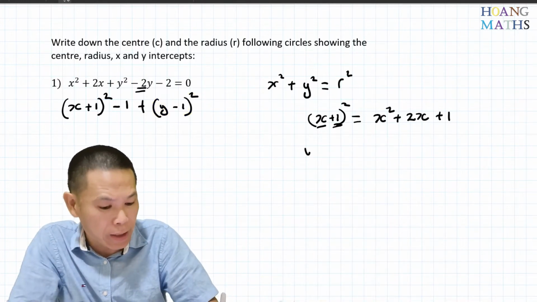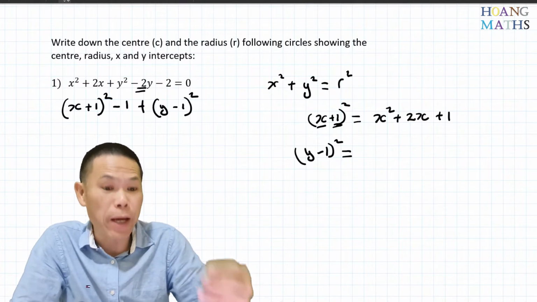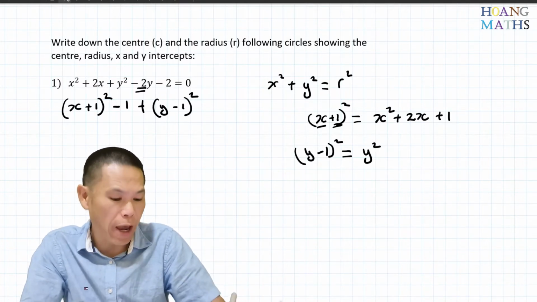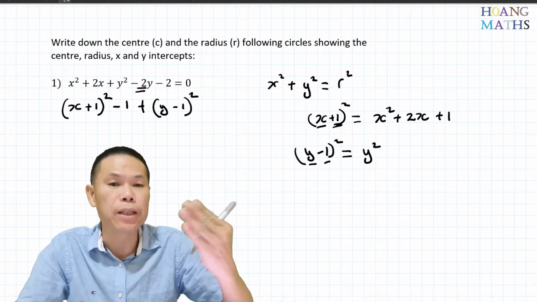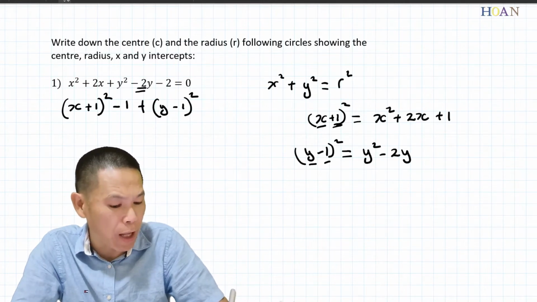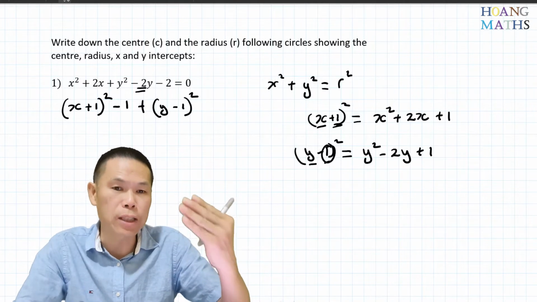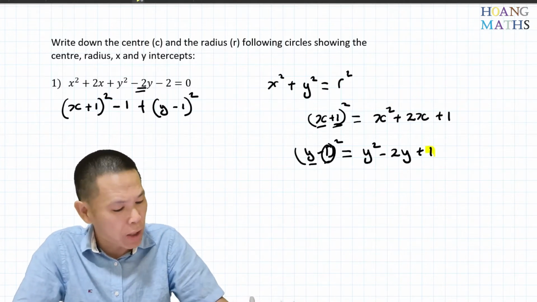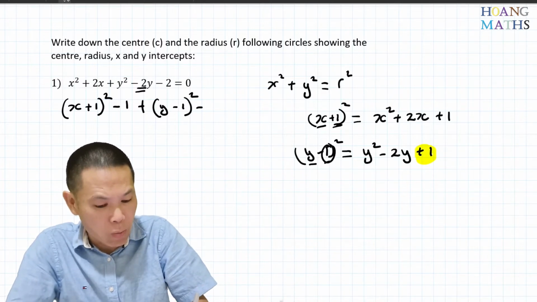Let's say we take (y minus 1) squared and expand this out. So y squared, and then y times negative 1 is negative y, and we double it, so minus 2y. And then we plus this 1 squared, always, okay? Because negative 1 times negative 1 is 1. Then you know that we have 1 extra. So therefore, we just minus the 1 out.